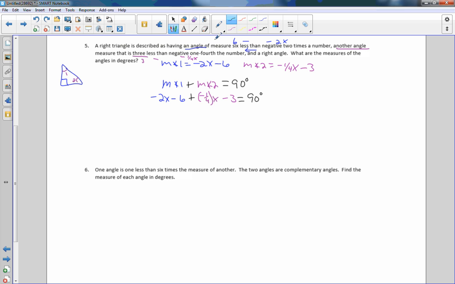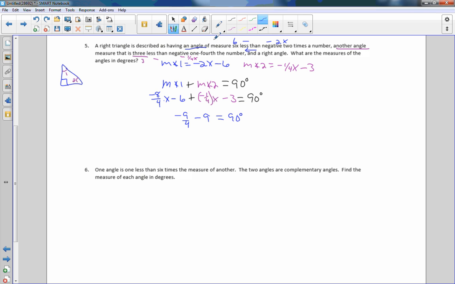And now we're going to simplify this. So if I have a quarter, I want to change this negative 2 to quarters. So I'm going to get rid of this negative 2, and negative 2 is negative 8/4. Negative 8/4 x minus 6 is the same as negative 2x. So now I can add these. So negative 8/4 plus a negative quarter is negative 9/4. Negative 6 plus a negative 3 is negative 9, equals 90 degrees.